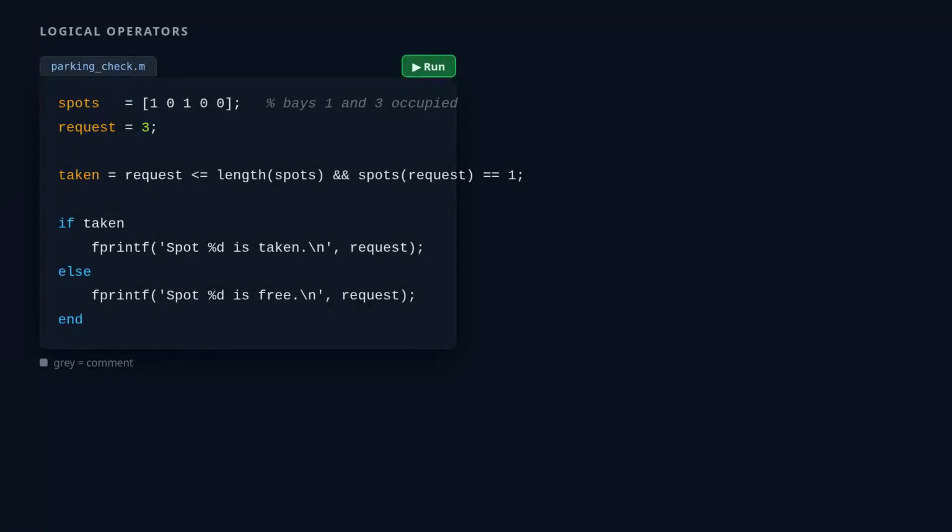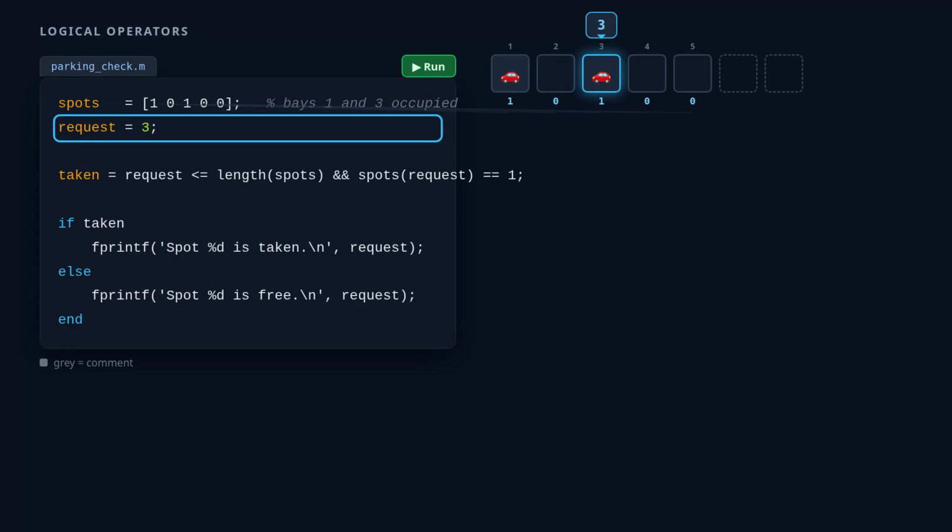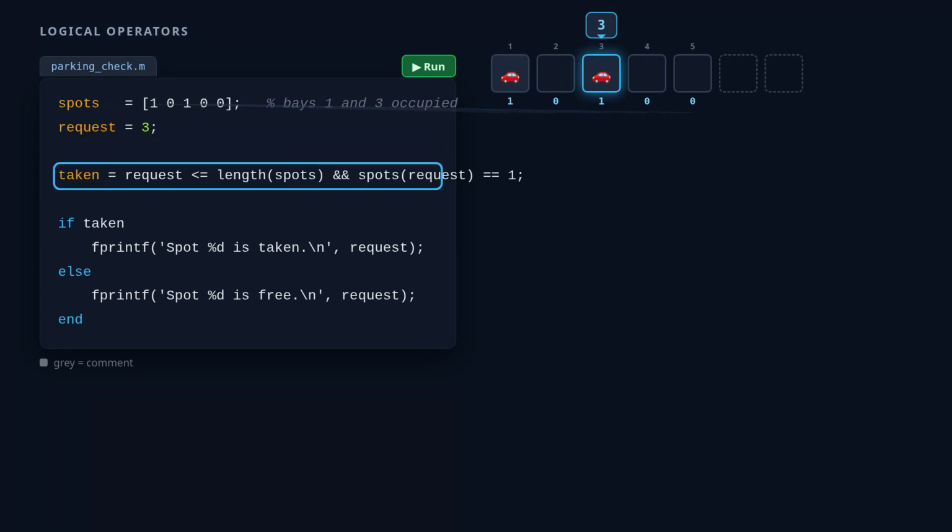Here's our garage. Spots holds 5 numbers, 1 per bay. A 1 means occupied. A 0 means empty. Someone asks for spot 3. One line answers it. taken = request <= length(spots) && spots(request) == 1. 2 equals signs, because that's a question, not an assignment.